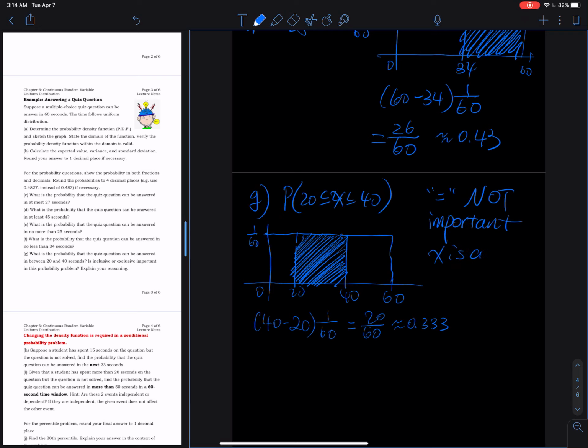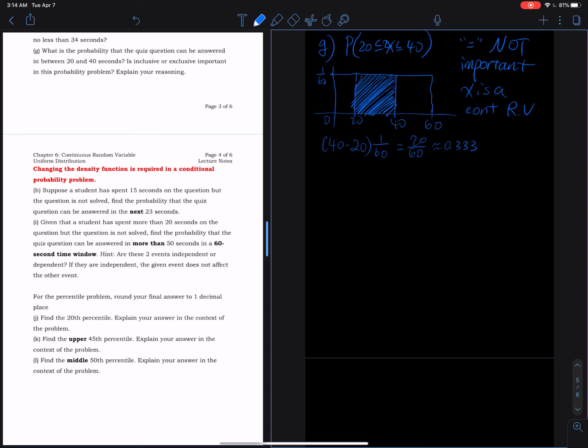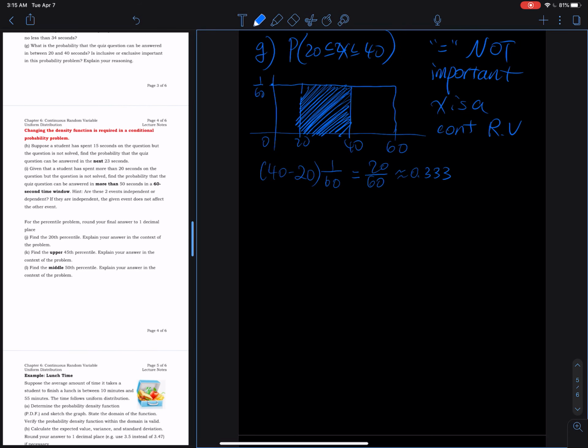Moving on to something more complicated, we have a conditional probability. Let's take a look at this. Part H. Suppose a student has spent 15 seconds on a question, but the question is not solved. Find the probability that the quiz question can be answered in the next 23 seconds. This is a conditional probability. We have to change the PDF a little bit. All right, so let's write the probability notation. We have part H, the probability given has spent 15 seconds, right? This is x greater than or equal to 15. You just spent 15 seconds on it. The question is not solved. So you are still thinking.